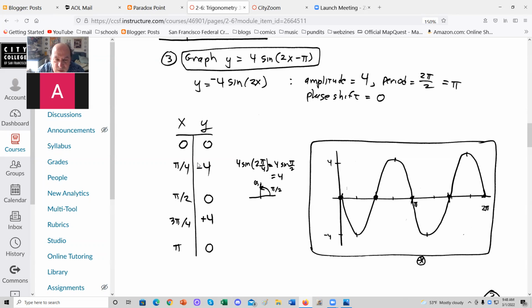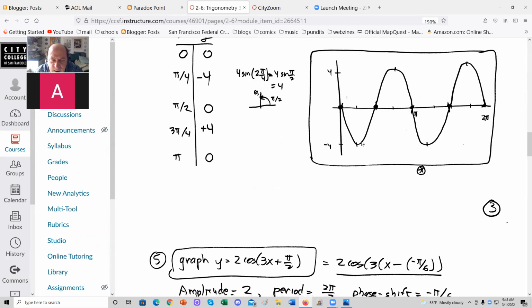Well, at pi over 4, you plug it in, get minus 4 sine pi halves, and sine of pi halves is just 1. If you rotate by 90 degrees, you get 0, 1. So sine of pi halves is 1, and you get a negative 4 here because of this minus. So it goes from 0 to minus 4. It starts by going downwards. Then 0 to positive 4, then 0, then negative 4, 0, positive 4, 0. All right.